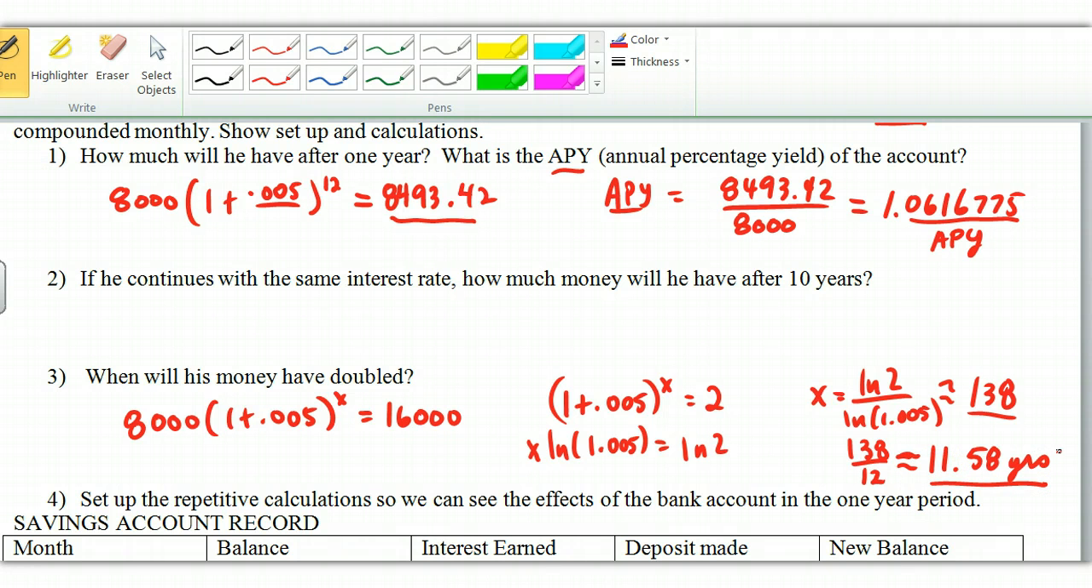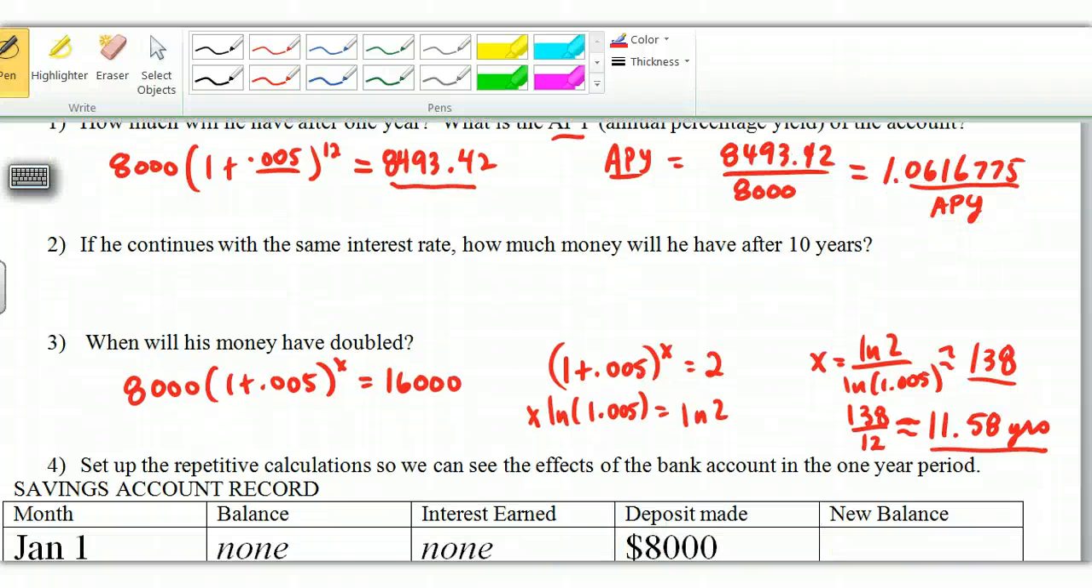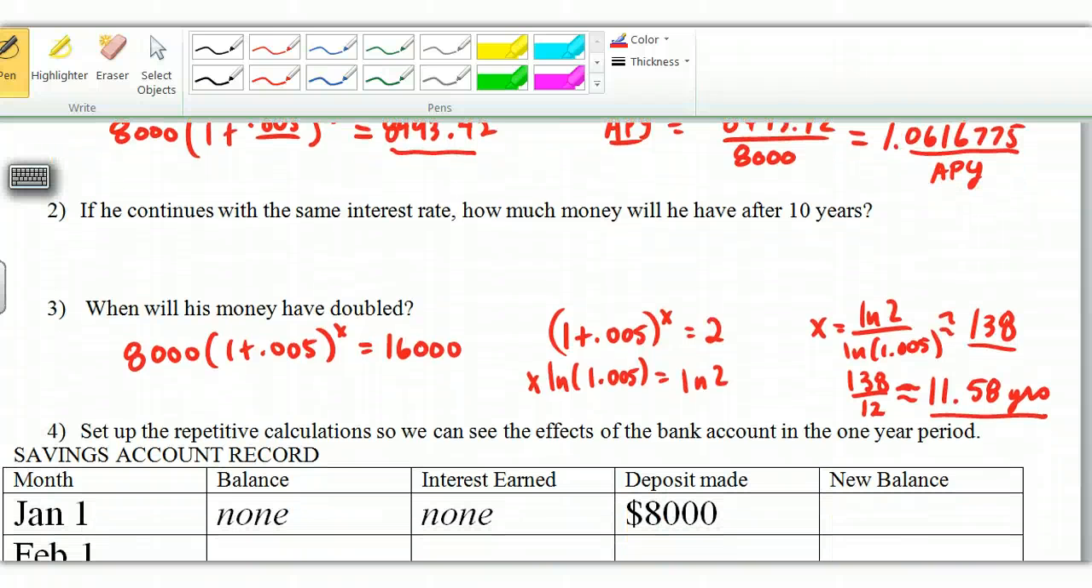So not bad. If you look at an interest rate of about 7.5%, that would usually take 10 years to double. And if you had an interest rate of 10%, then it would take about 7 years to double. So the higher the interest rate, the quicker that this will work out.